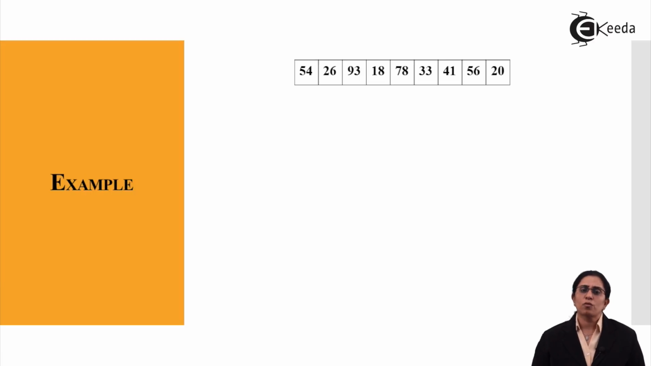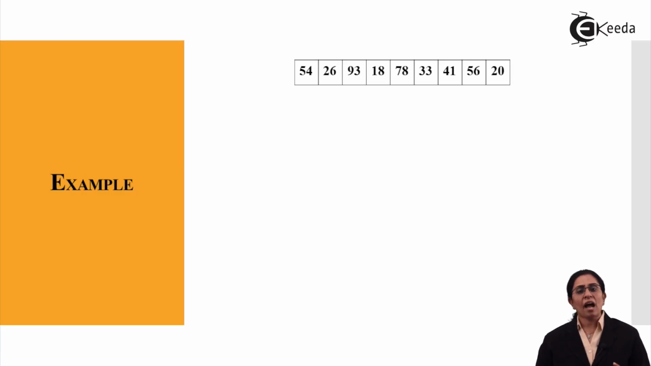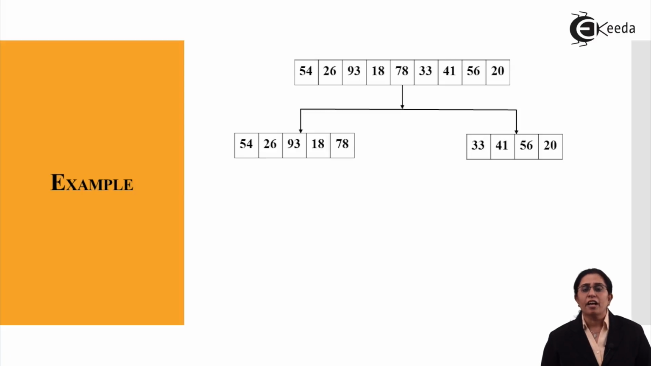If I have the array list, which I have already seen when we were initializing the first array element to the min and max, my array list over here is 54, 26, 93, 18, 78, 33, 41, 56 and 20. I have to now divide this array into two parts. So I split it into two halves as 54, 26, 93, 18, 78 and 33, 41, 56, 20. I have split after finding the mid of my array. 78 is the place where I have to split, so I have split it into two parts.